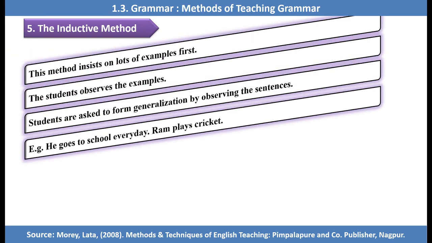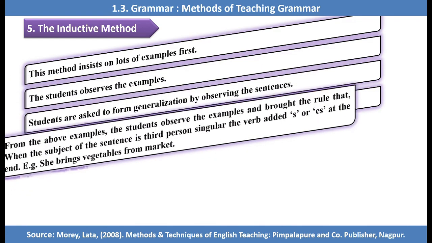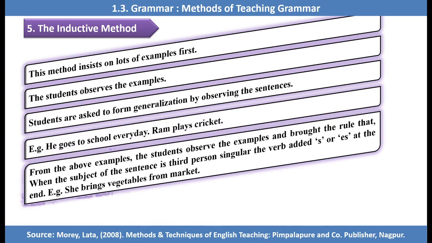For example, the teacher provides such examples: he goes to school every day, Ram plays cricket, she goes to market, etc. Such examples are given to students, and the teacher asks, observe these examples and find out what is common in them. Then, from the above examples, the students observe and arrive at the rule that when the subject of the sentence is third person singular, the verb adds s or es at the end. Then the student again provides an example: she brings vegetables from market, etc. In this way the grammar is learned.